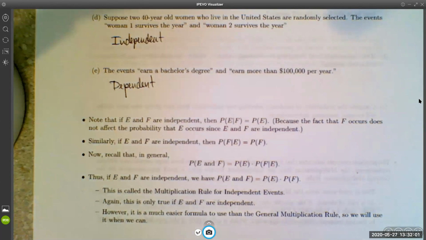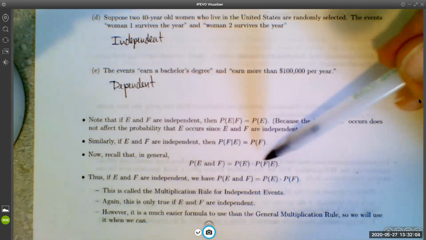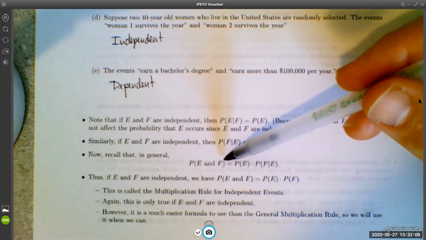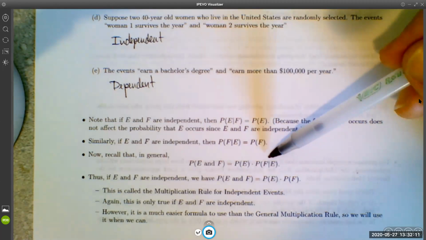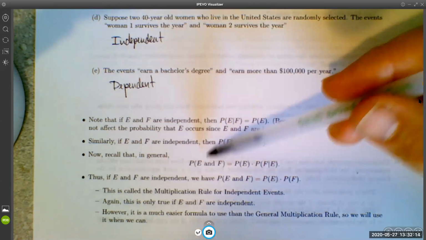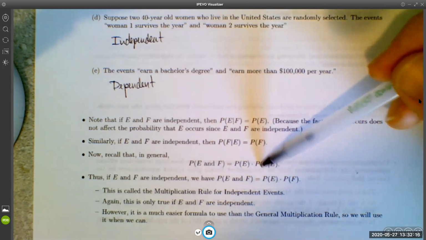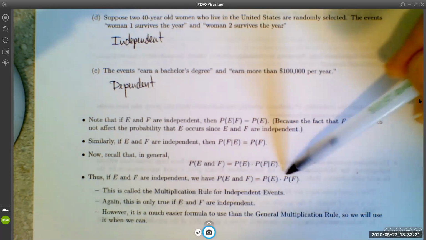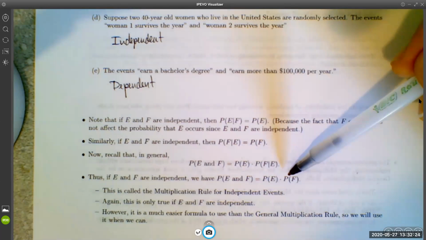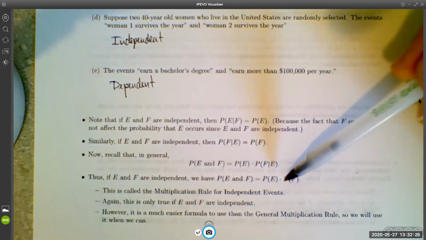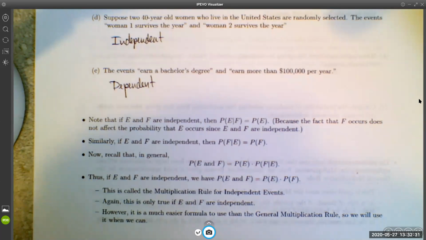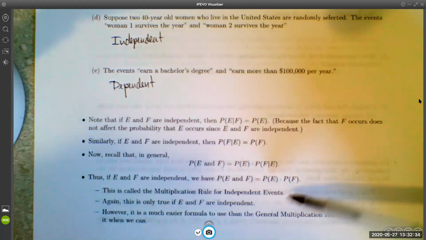So with that in mind, if you recall the general multiplication rule from 5.4, we saw that the probability of E and F was the probability of E times the probability of F given E. But if E and F are independent, then the probability of F given E is just the same thing as the probability of F. And so we have a slightly easier formula to use if we have independent events. So if E and F are independent, then the probability of E and F is the probability of E times the probability of F. Okay, and so this is called the multiplication rule for independent events.